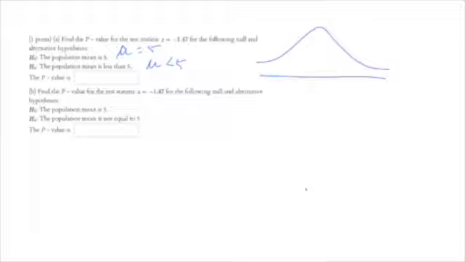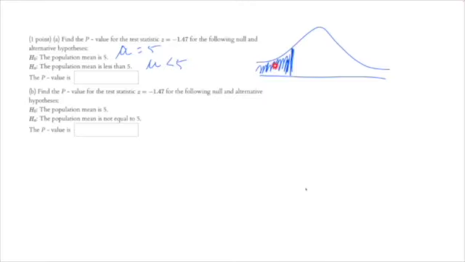If I have my normal curve and a z-score of negative 1.47, negative means it's below the mean, so the middle of that normal curve, by 1.47 standard deviations, which is somewhere over here. Our alternative is that the mean is less than 5, so this is a left tail test. So basically, we are looking for this area to get the p-value.